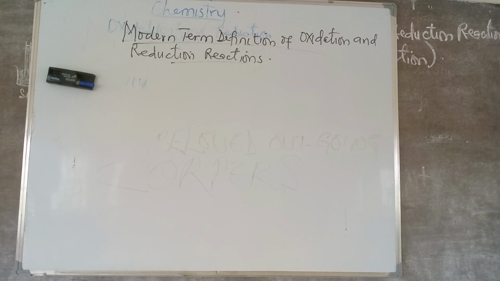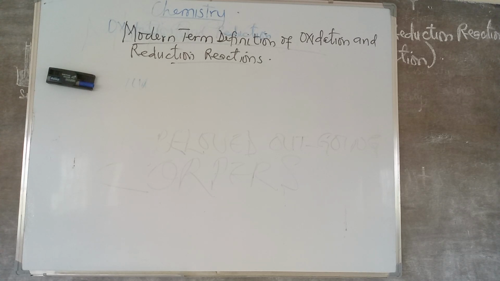Modern term definition of oxidation and reduction reaction. In modern terms, but we first of all give the definition based on transfer of electron. Oxidation is defined as a process by which the valency of an element is increased, while reduction is defined as a process whereby the valency of an element is decreased. Don't forget that both of them are opposite of each other.